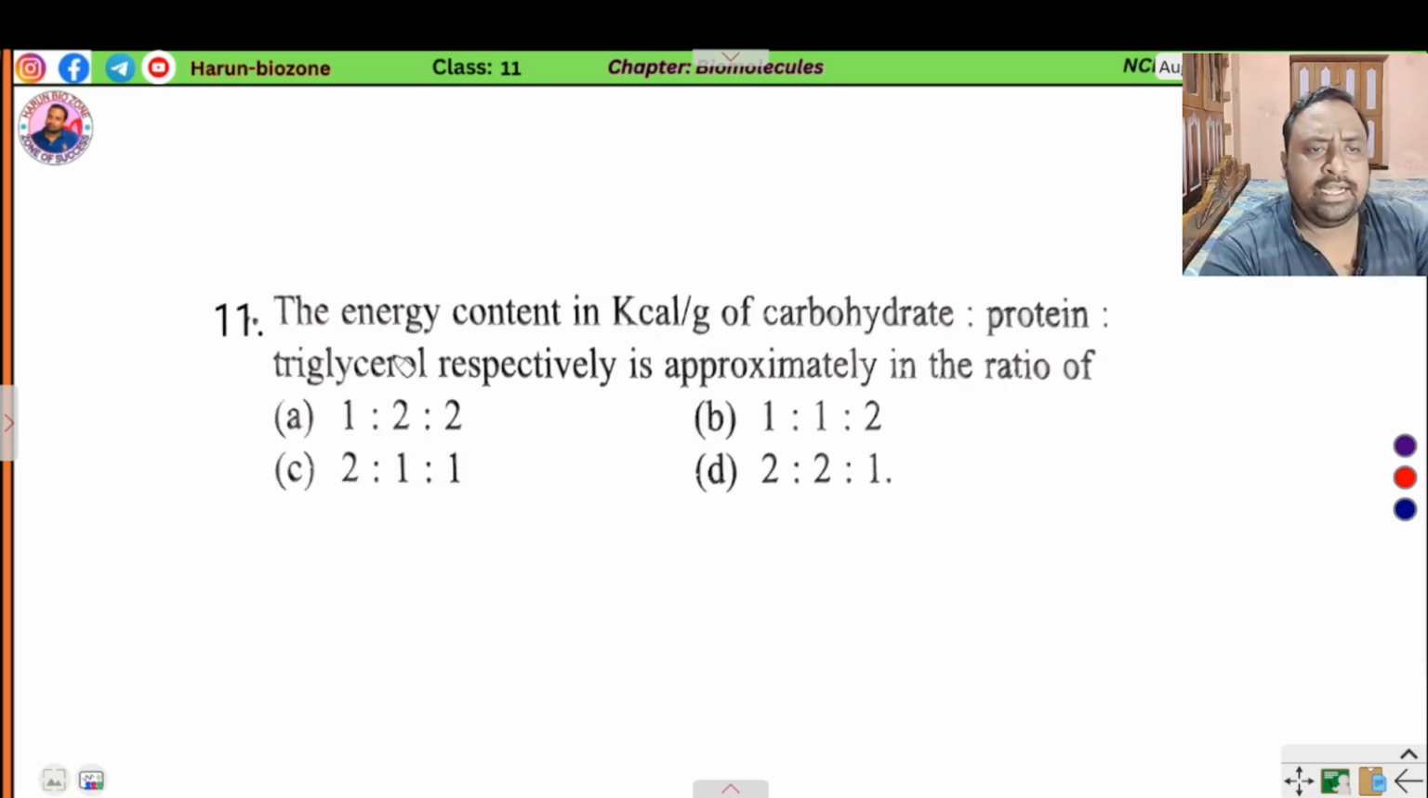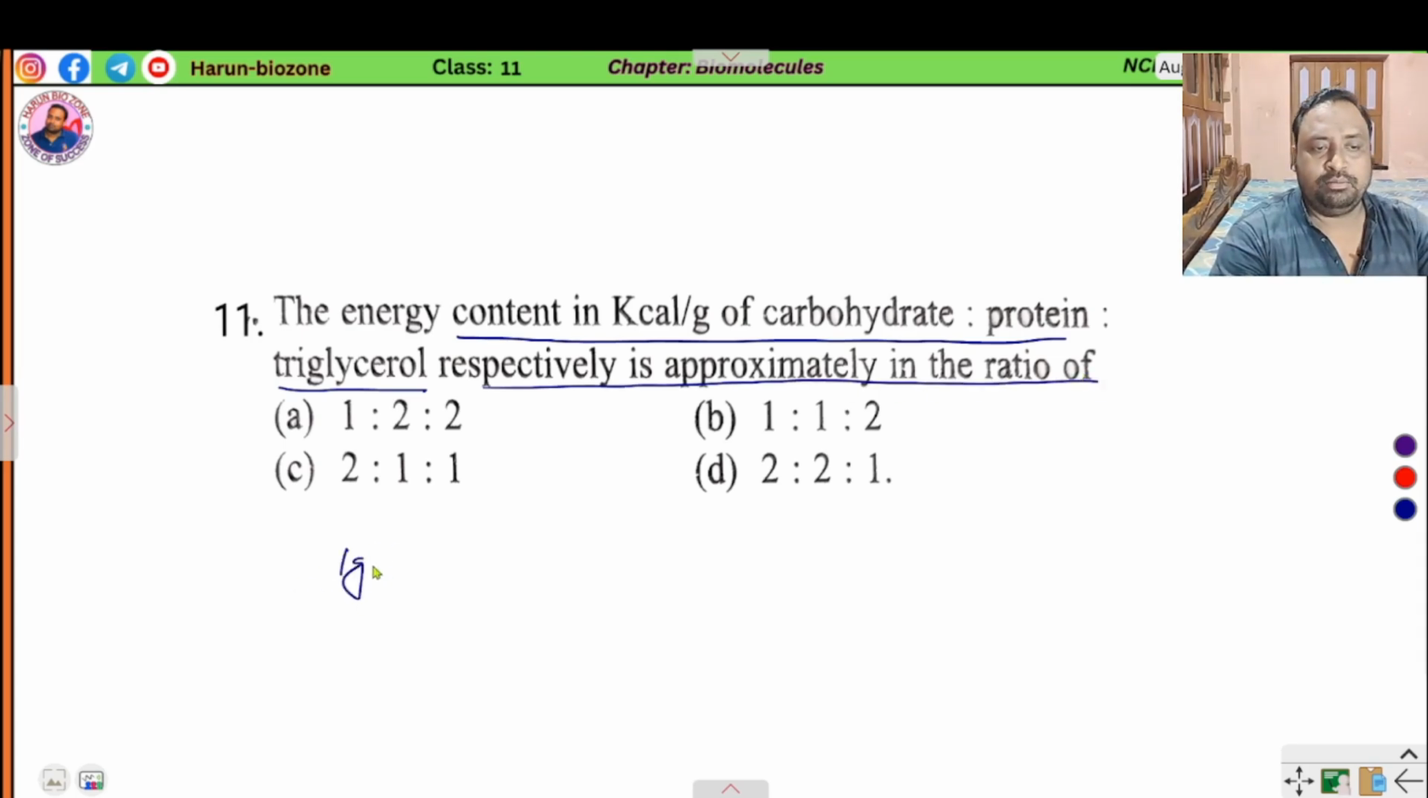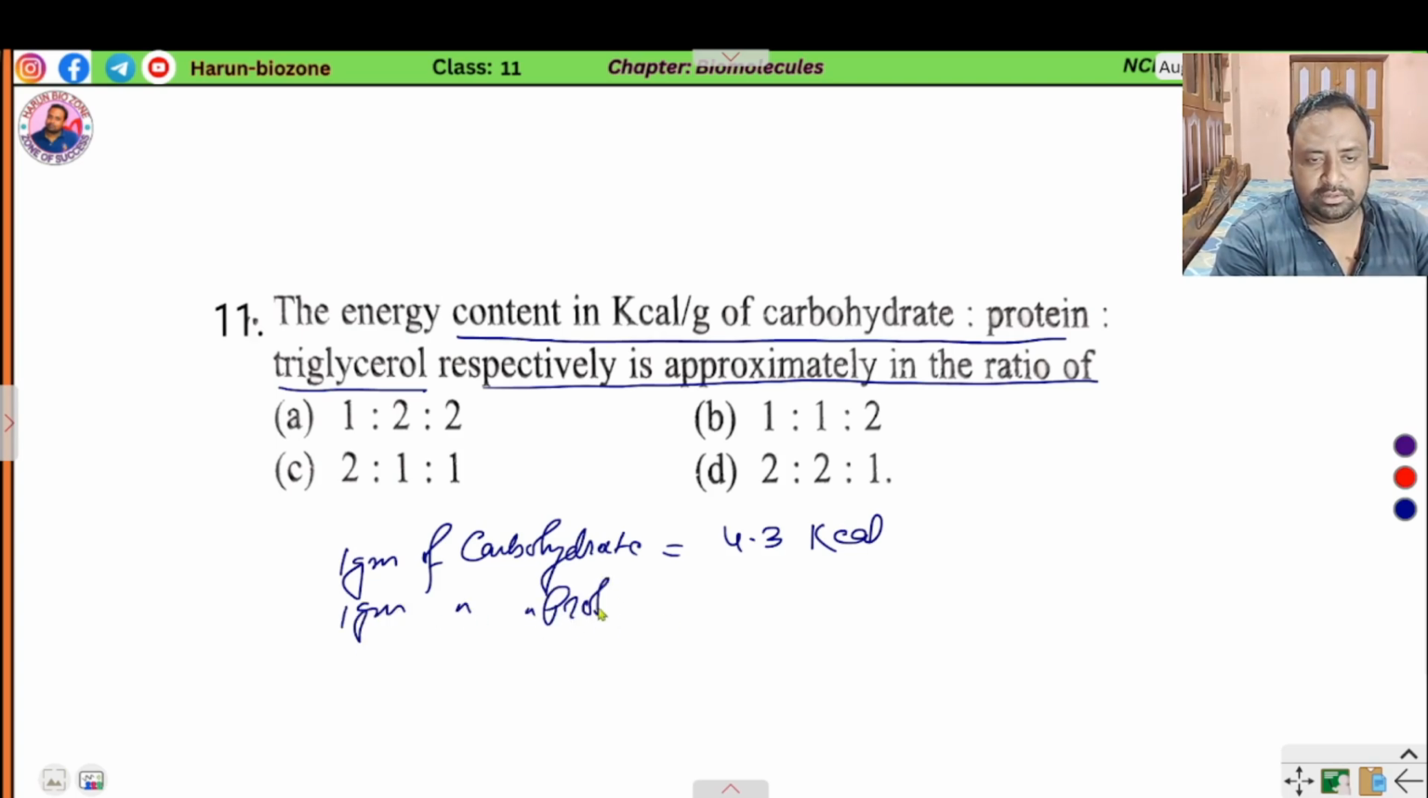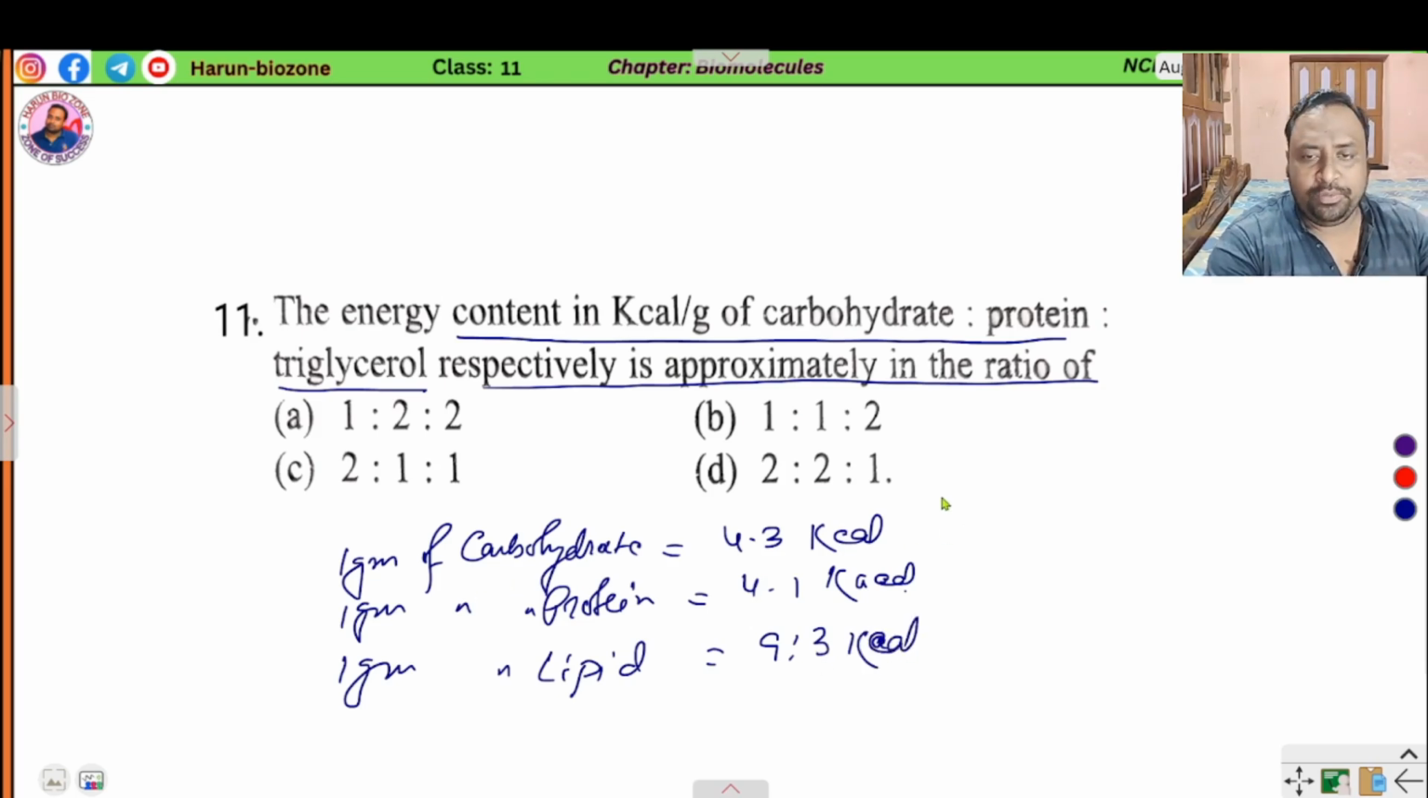Next question: the energy content in kilocalories per gram of carbohydrate, protein and triglyceride respectively is approximately in the ratio of? One gram of carbohydrate produces 4.3 kilocalories of energy, one gram of protein produces 4.1 kilocalories, and one gram of lipid produces 9.3 kilocalories. So the approximate ratio is 1:1:2. The correct option is B. I think you understand this question.